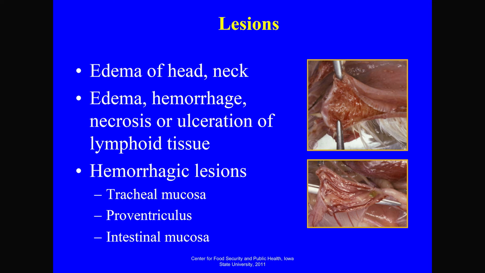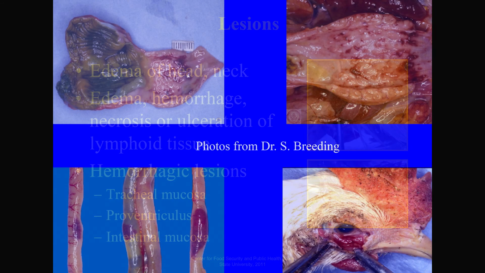Lymphoid tissue can be in various locations. We see this throughout the intestinal tract, cecal tonsils, for example. We can see some of this in the proventriculus and the ventriculus. We may have hemorrhagic lesions, such as the tracheal mucosa, as we see in this picture here, in the proventriculus and the intestinal mucosa. Here you can see are some intestines.